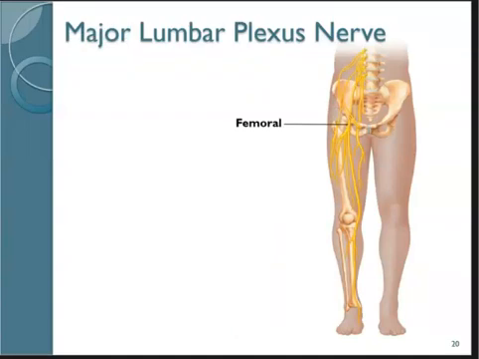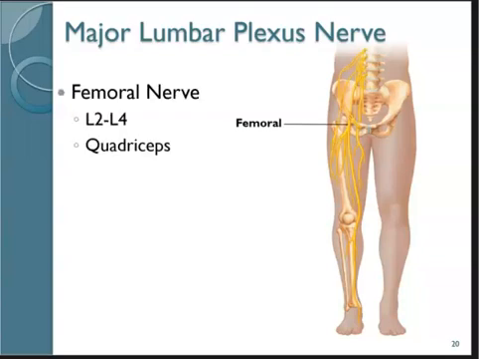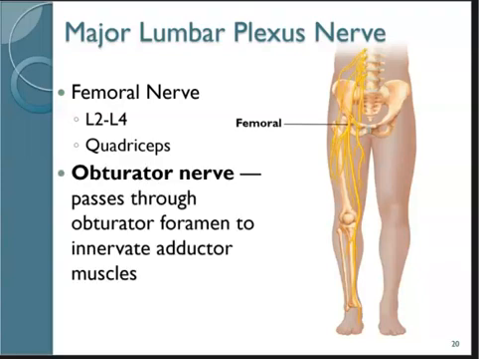Next, we'll talk about the lumbar plexus. It's from L1 through L4. It has 2 main nerves that come from it. The femoral nerve, which will innervate our quadriceps and sartorius too, and then the obturator nerve, which passes through the obturator foramen and innervates the medial muscles, so gracilis and other adductor muscles too.